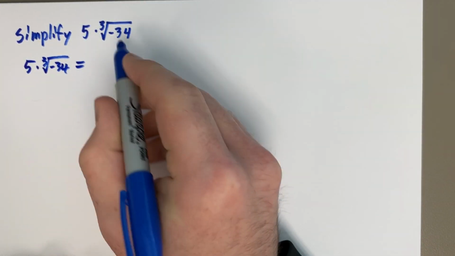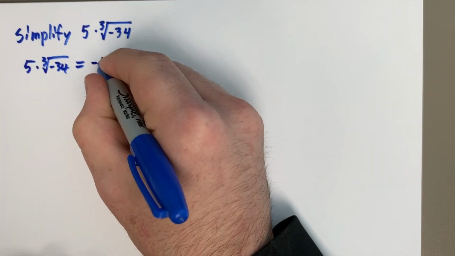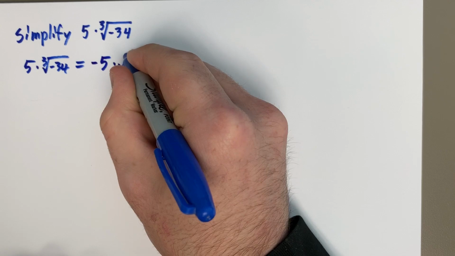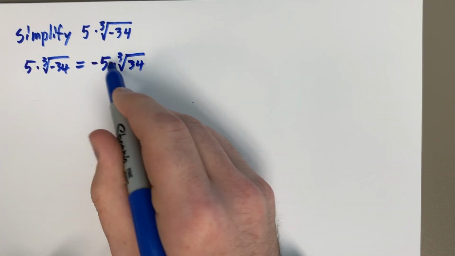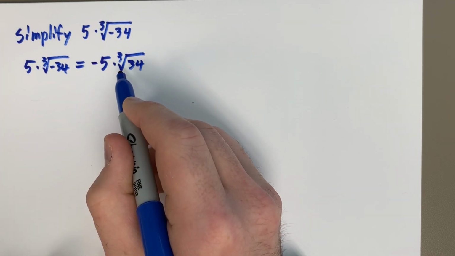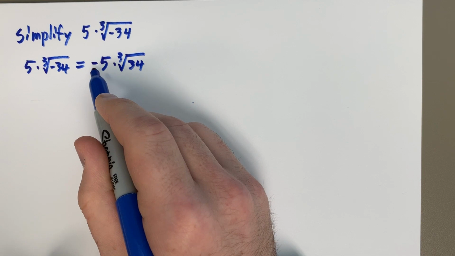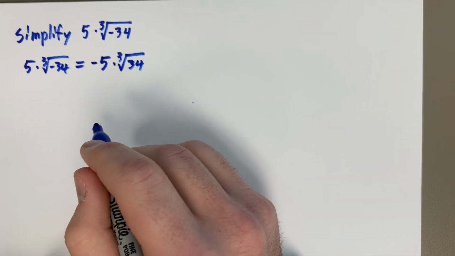This is equal to, well, we're going to pull the negative out in front. So this gives us negative 5 times the cube root of 34. Since everything outside the radical is being multiplied, it's not going to be 5 minus the radical, it's just going to be minus 1 times 5. Everything in sight is being multiplied here, so be very careful about that.